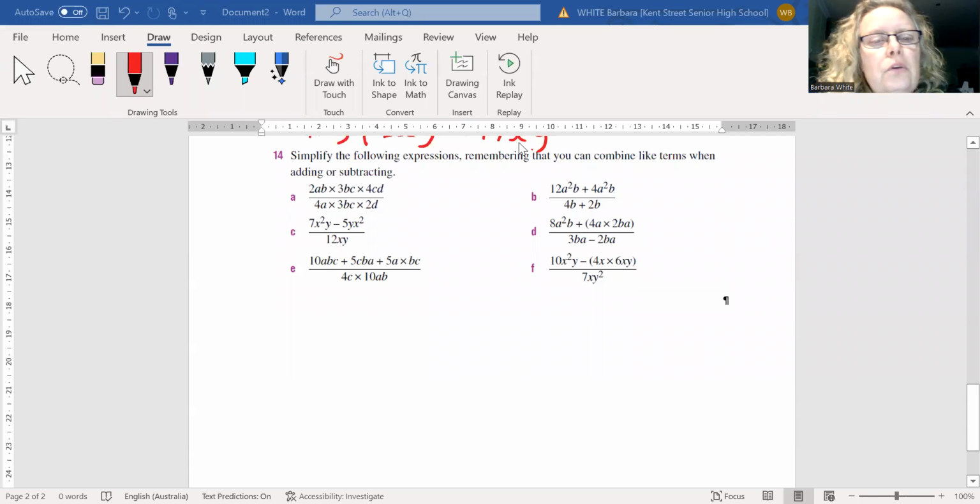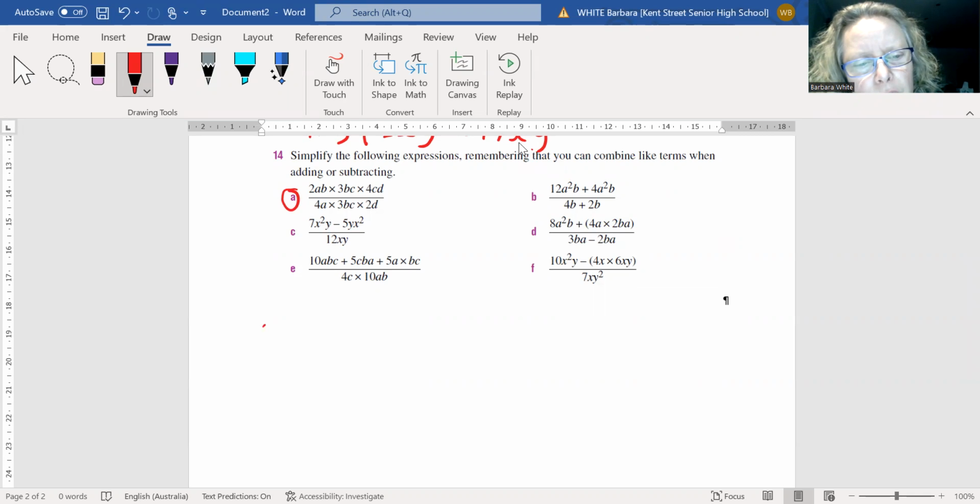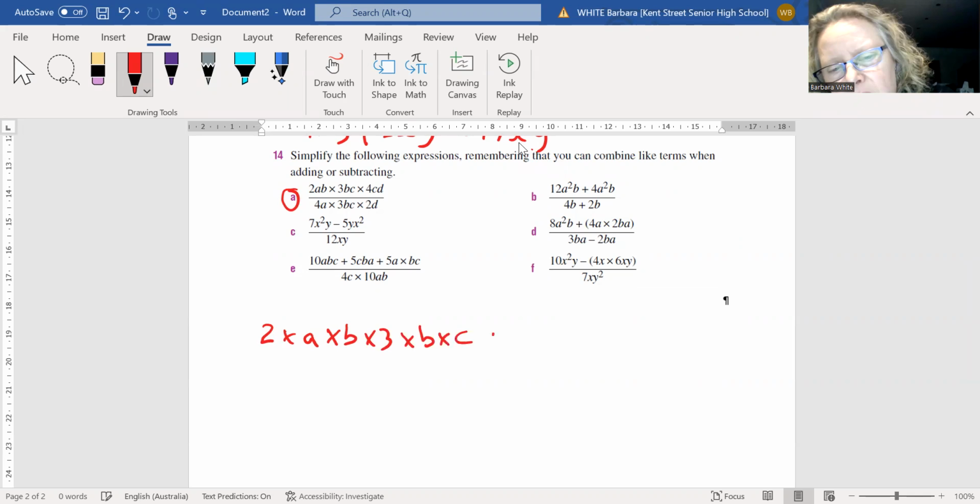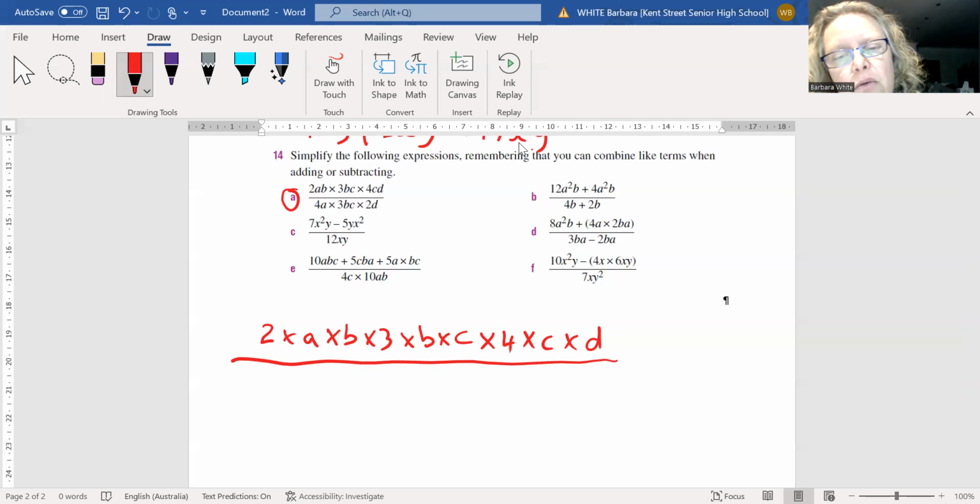I'm going to have a go at these for you just in case you're doing these at home and get stuck. So 14a, we can start by writing that whole thing out, expand it all out. So we've got 2 times A times B times 3 times B times C times 4 times C times D. Now, this is not the simplified way of writing it. I just expand it out like that so we can see what all the different parts are. These are all just in prime factor form. Underneath, I'll go 2 times 2 times A times 3 times B times C times 2 times D.